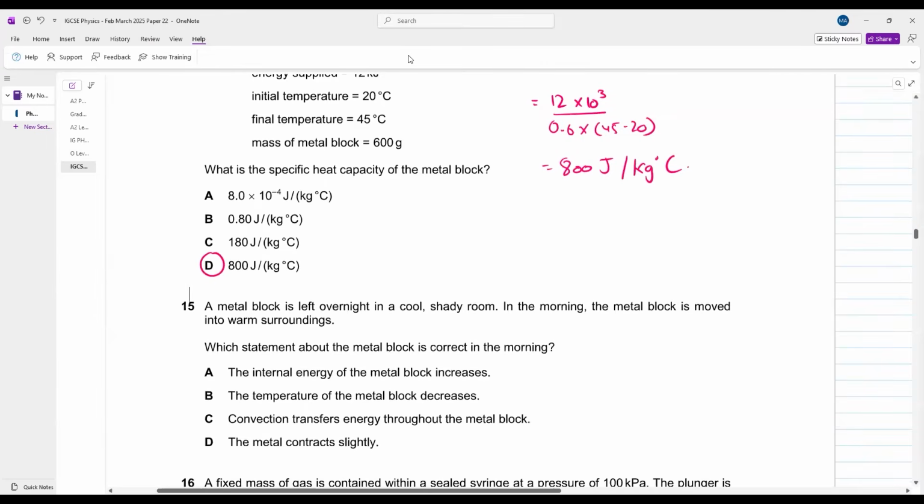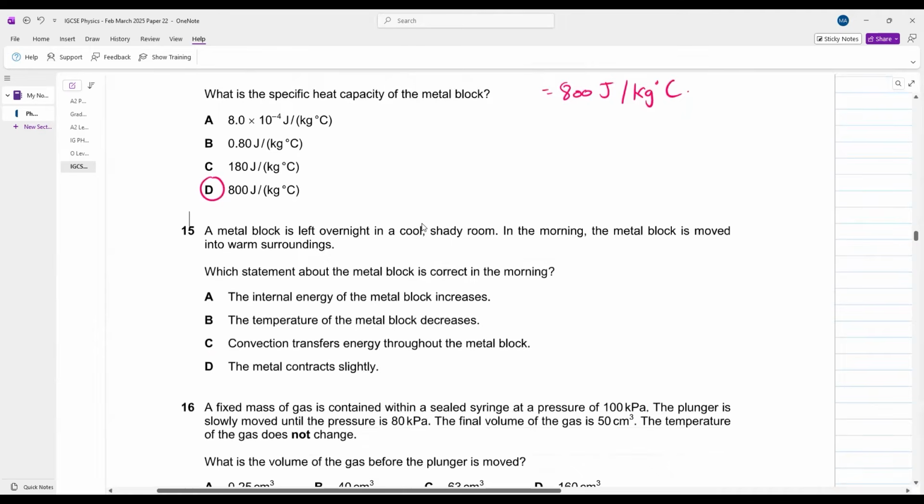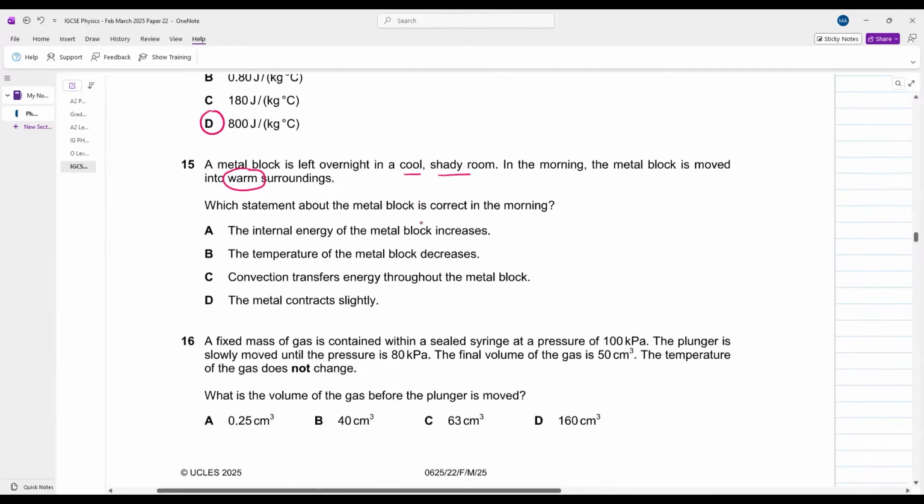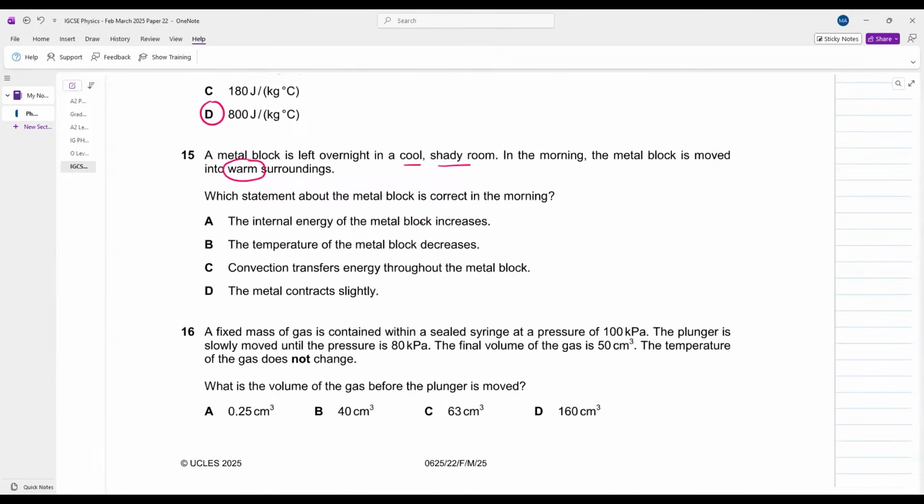Let's further move ahead to question 15. A metal block is left overnight in a cool, shady room. In the morning, the metal block is moved into warm surroundings. Okay, now you are moving into warm surroundings. Which statement about the metal block is correct in the morning? कौन सा statement about the metal block is correct?